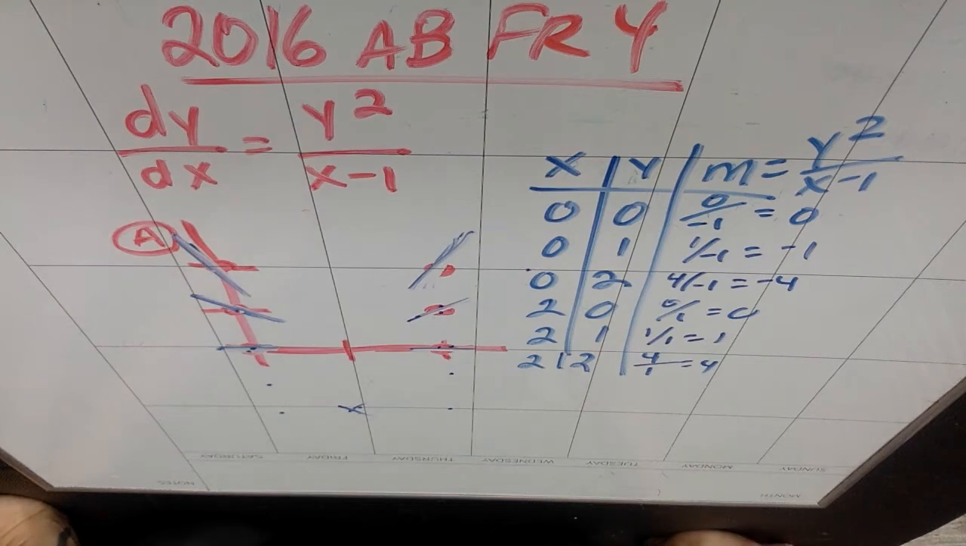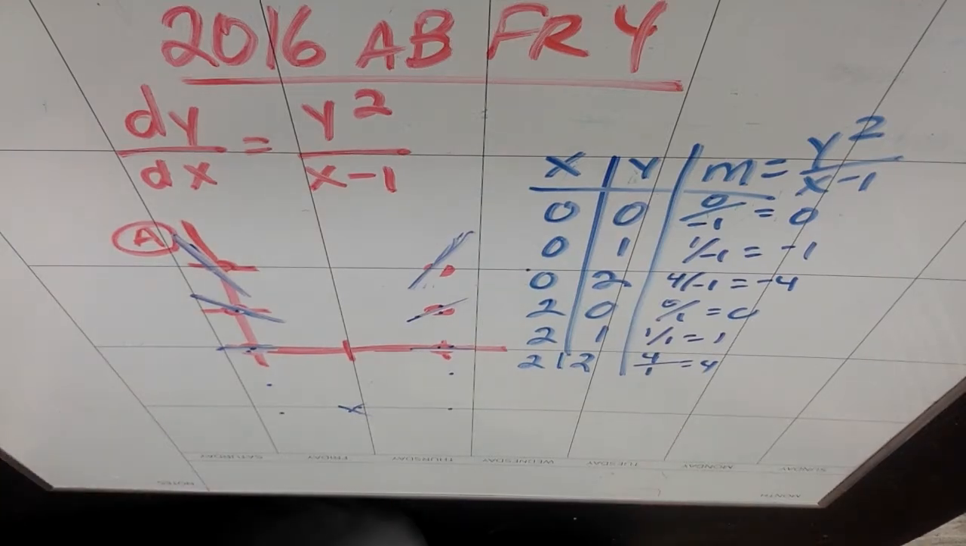Part B: let y equals f of x be the particular solution to this differential equation with the initial condition f of 2 equals 3. Write an equation for the tangent line to the graph y equals f of x at x equals 2, and use your equation to approximate f of 2.1.